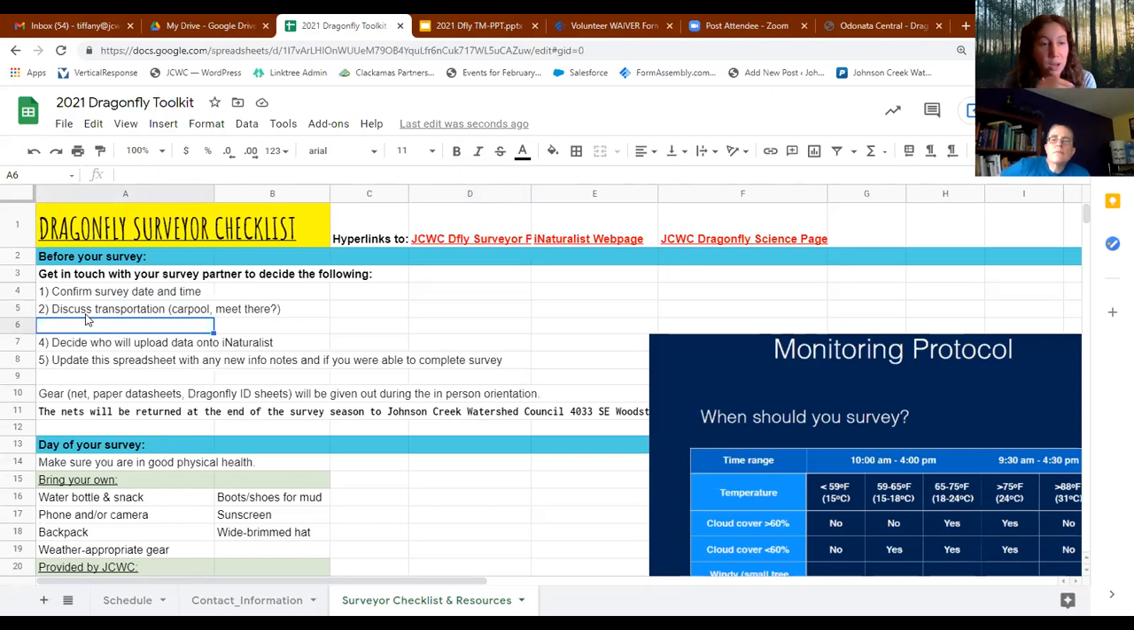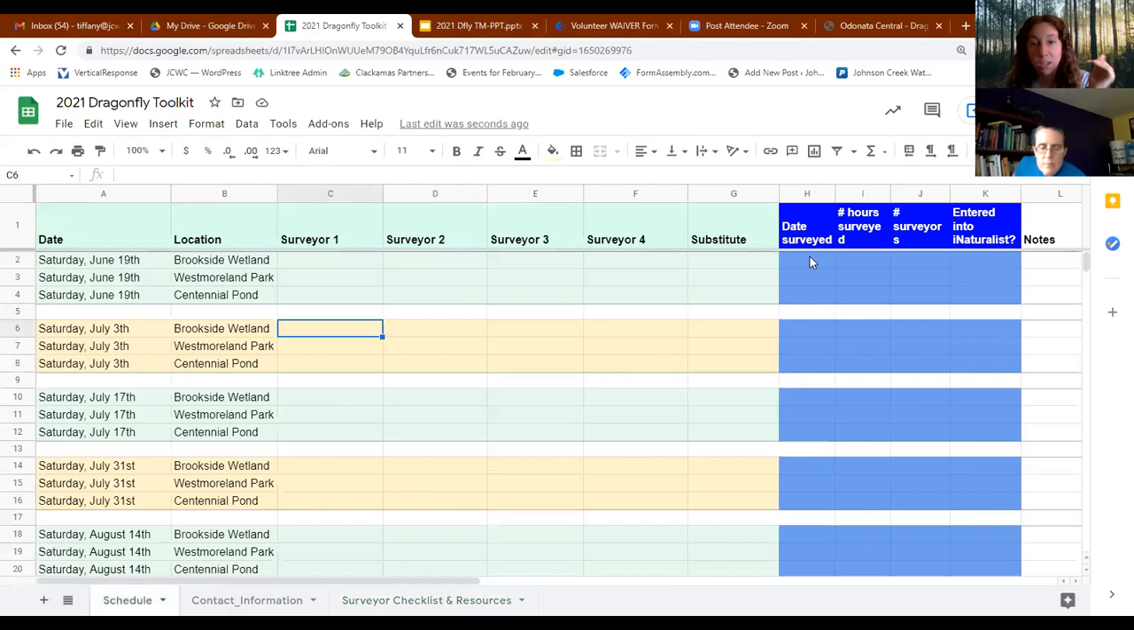You're going to figure out who's going to upload all of the data onto iNaturalist, and then who's going to update this spreadsheet. So after your survey, you go and write the date surveyed and hours surveyed. If you don't know this, don't worry, but if you do know it, fill it in. I will come in and fill in whatever I have questions on. When you finish your iNaturalist entering, write your name and the date you entered it and any notes you have to add.